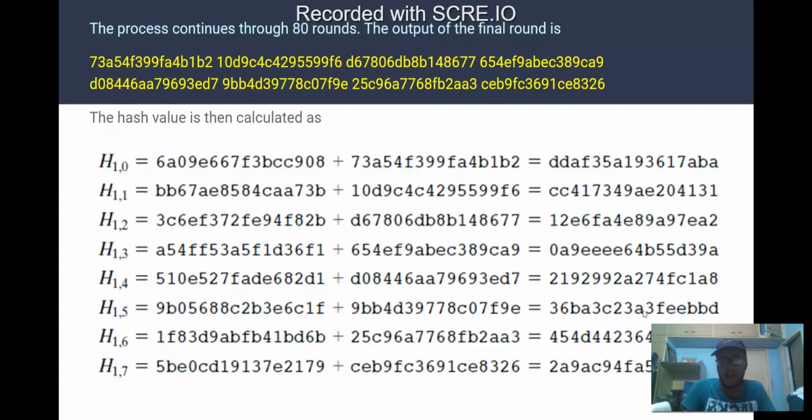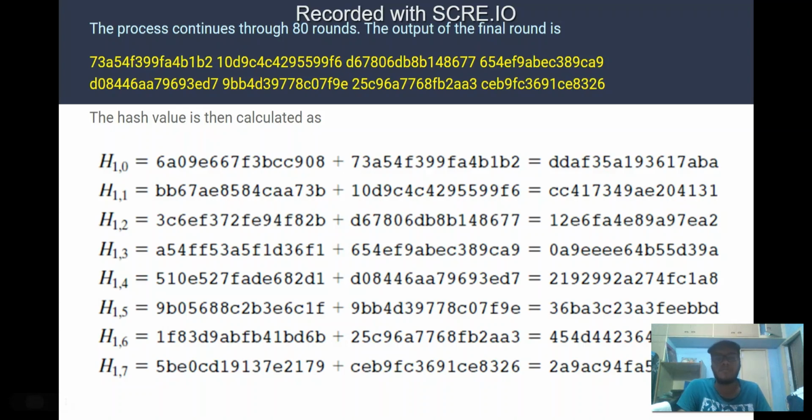Now the hash value is added as such. So 6809E66 is the initialized value of the fractional part of the square root of 2, plus the first 64 bits of this value. So then this results in DDAF. Like this, you repeat it for 8 different values and you will get 8 times 64 bits. That is a total of 512 bits of answer.